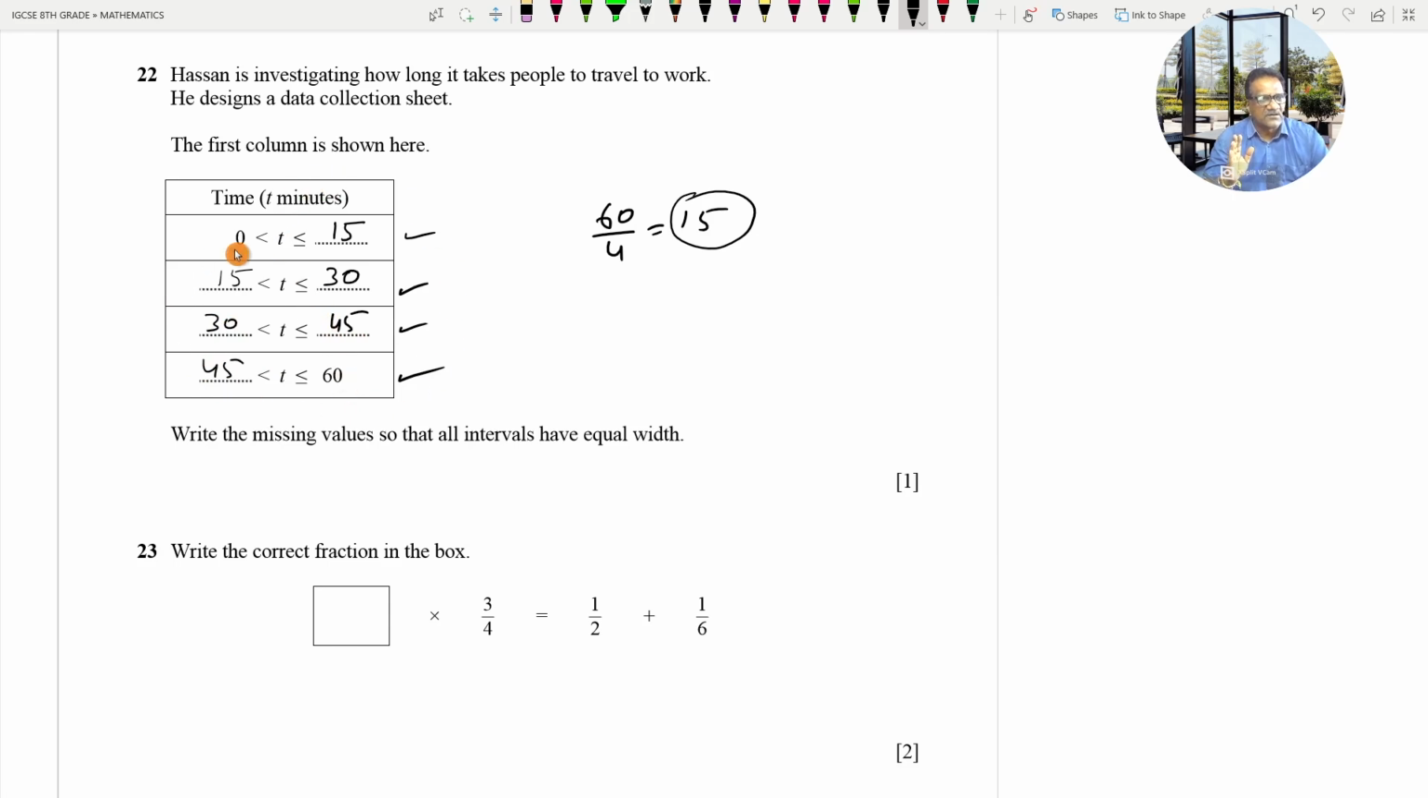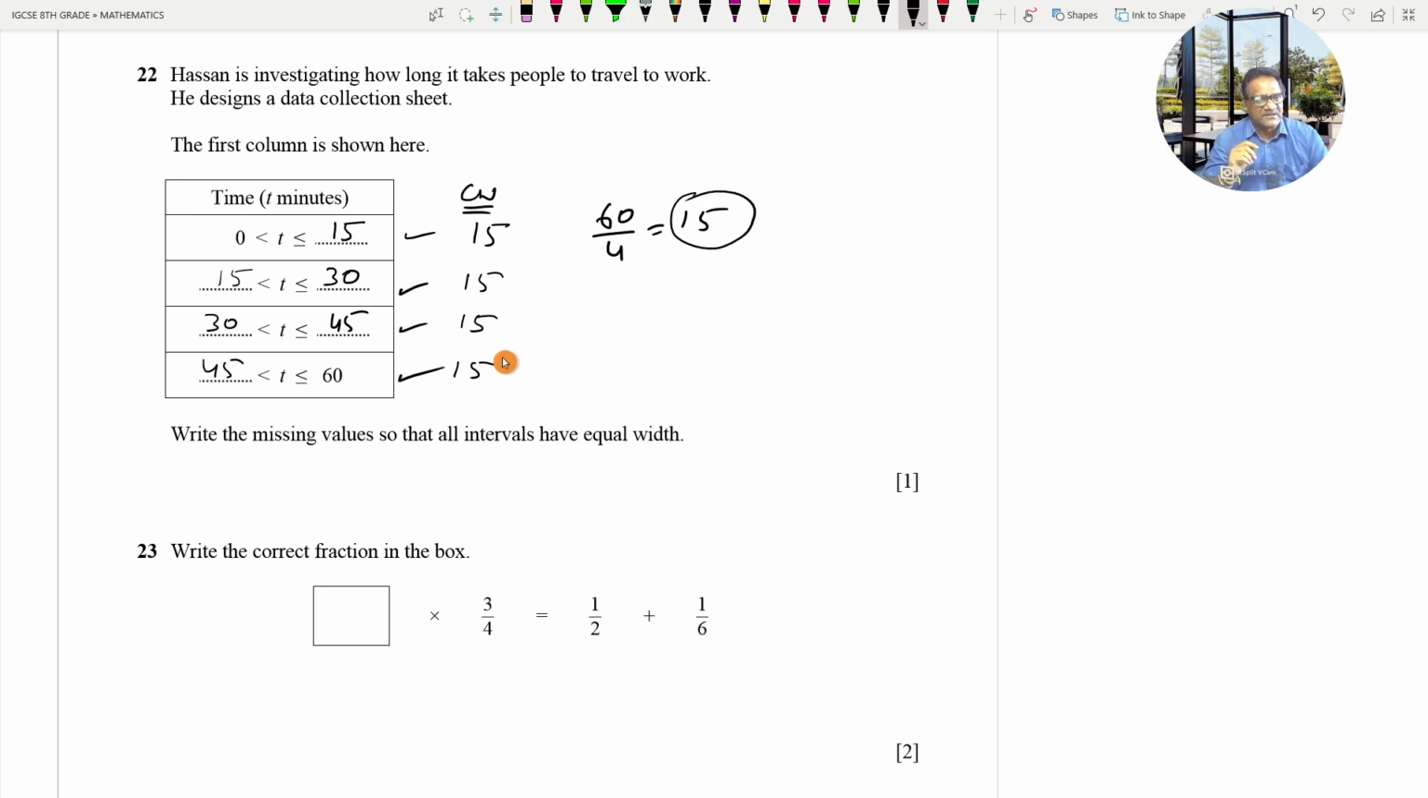So this is how the table has to be filled up. 0 to 15 is the first interval, and the class width will be 15. 15 to 30 is the second class interval, and the class width will again be 15. Third class interval will be 30 to 45, and the class width will be 15. 45 to 60 is the fourth class interval, and the class width is 15. So you can see that the class width remains constant at 15. This is how you have to complete this table.